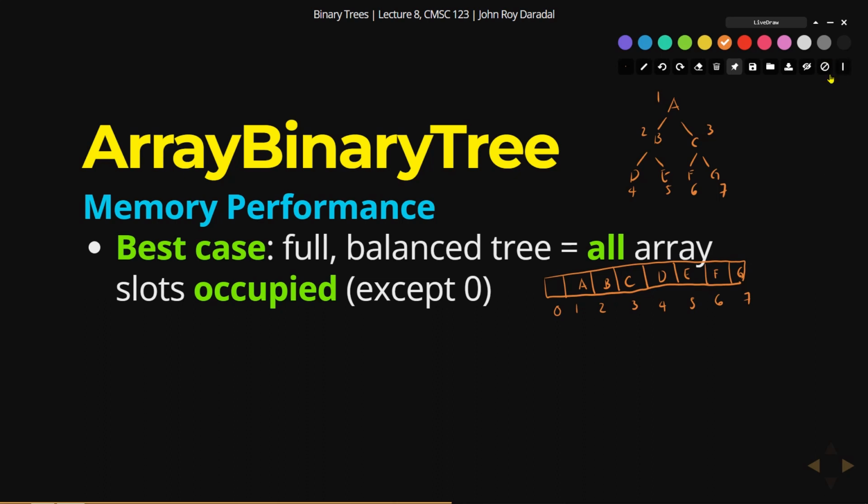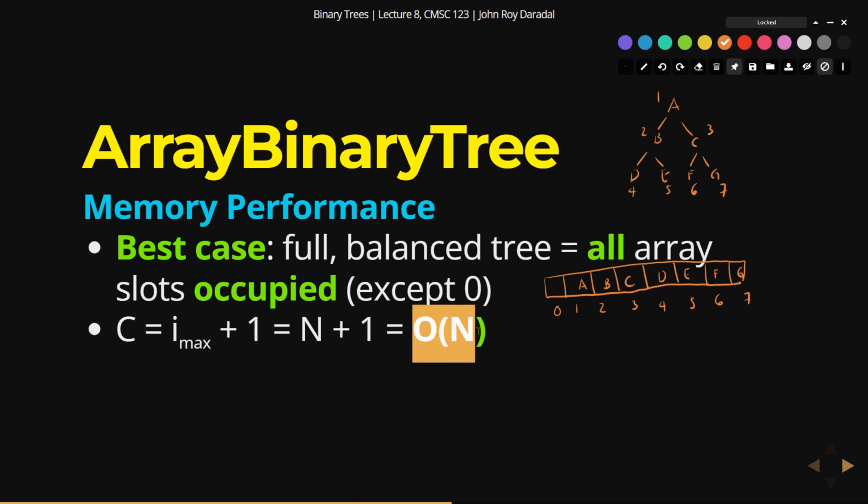But what is the opposite of this? What is the worst case? Or before we go to the worst case, for this best case, the memory consumption would be O of n, right? Because let's say you have the I max is n, and then you have plus 1, that's still O of n because it's just n plus 1, right? So the maximum array index here was 7, and then you used an array of size 8, so that would be 7 plus 1. So n plus 1 is still O of n, right? So that is at the best case.